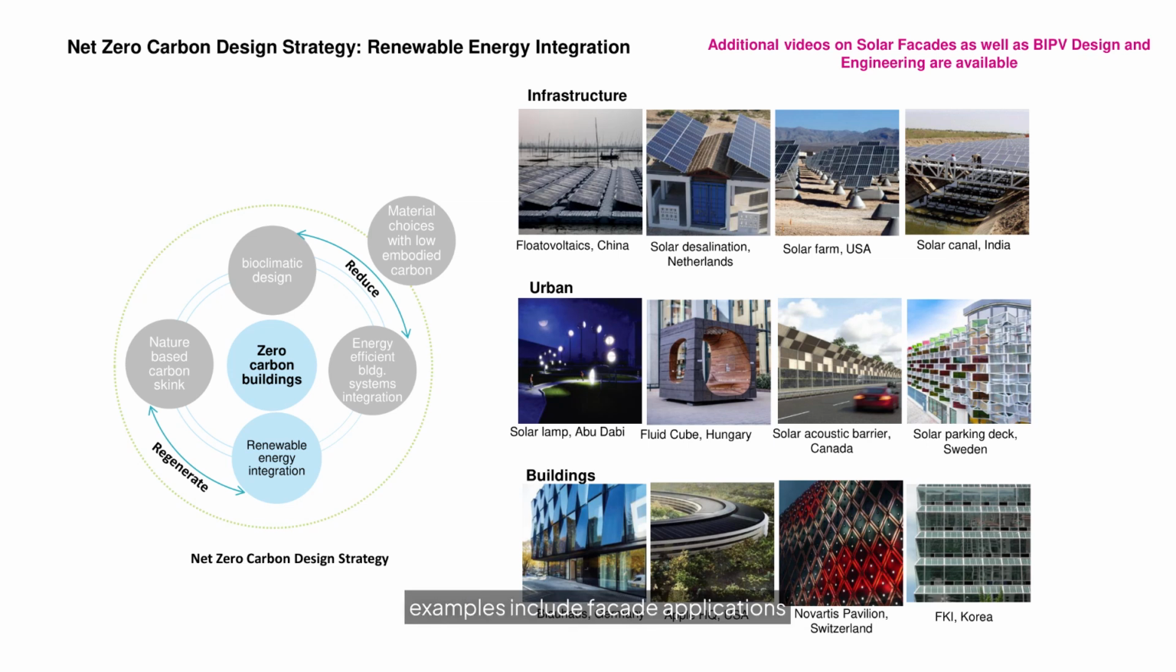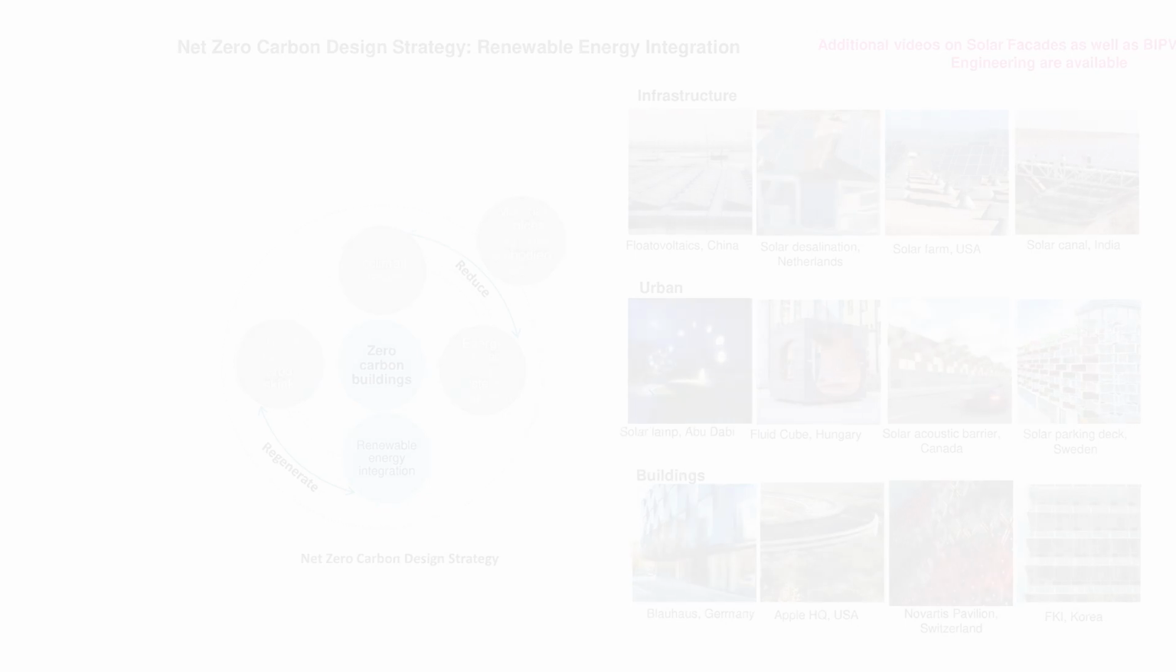In building integrations, examples include facade applications such as Blauhaus, Novartis Pavilion, and FKI, and roof applications such as Apple headquarters. These examples convey that integration of renewable energy strategies is versatile. By designing from the start with renewables in mind, whether it's BIPV on a curtain wall or a solar panel on a parking structure adjacent to buildings, we ensure that clean energy generation is harmoniously built into the project, paving the way for net zero energy operation. BIPV design and engineering as well as solar facade videos are available.